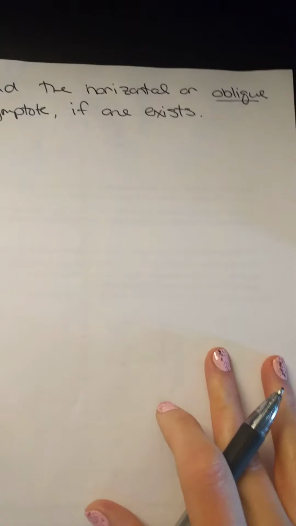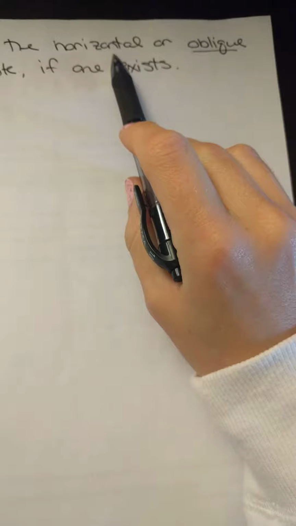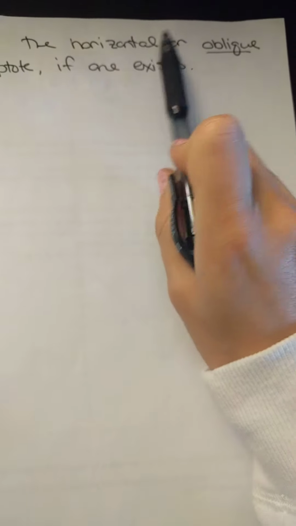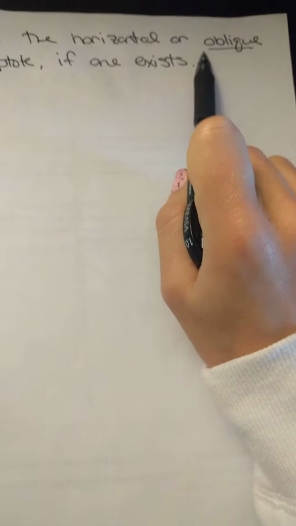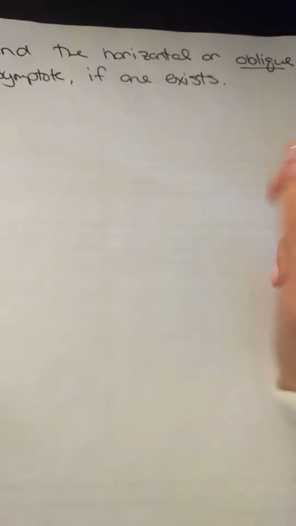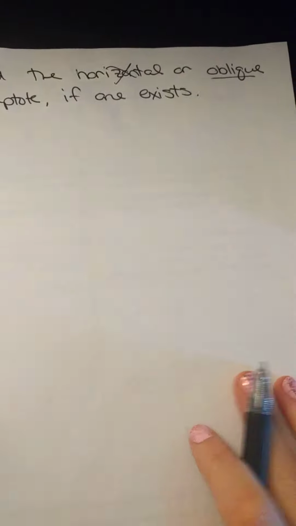Now remember, we said this in class earlier in the week: a graph cannot have both a horizontal and an oblique asymptote. It has to have one or the other. There's also a possibility it would have none, and that is when the degree of the numerator is 2 or more greater than the degree of the denominator. So now we know we will not have a horizontal asymptote, only an oblique asymptote.